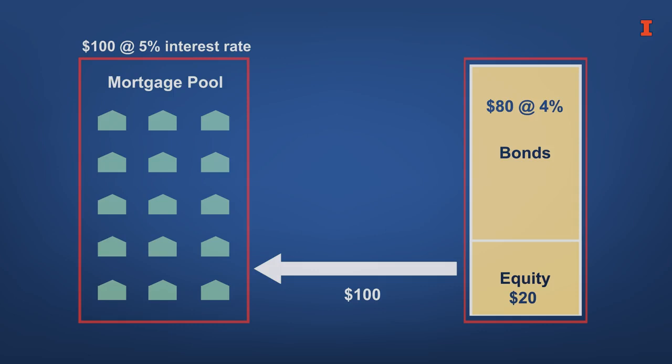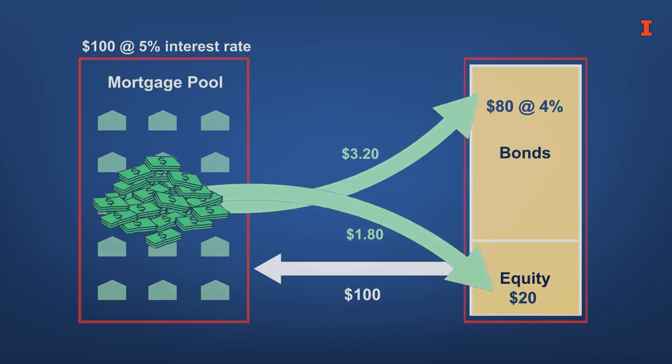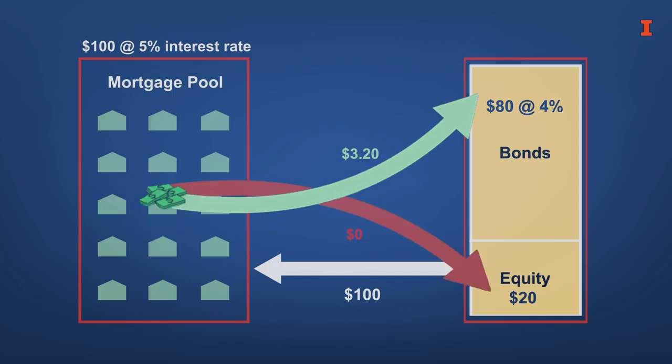Then we get paid whatever is left over at the end. So, if no mortgages default, then the pool generates $5 of cash. The $80 of bonds get a 4% return, so that's $3.20. The equity holders get the remaining $1.80. If 2% of the mortgages default, then the pool generates $4.90. The bondholders are fine since they have priority, so the equity holders get 10 cents less. With unexpectedly high defaults, the equity holders could get nothing.